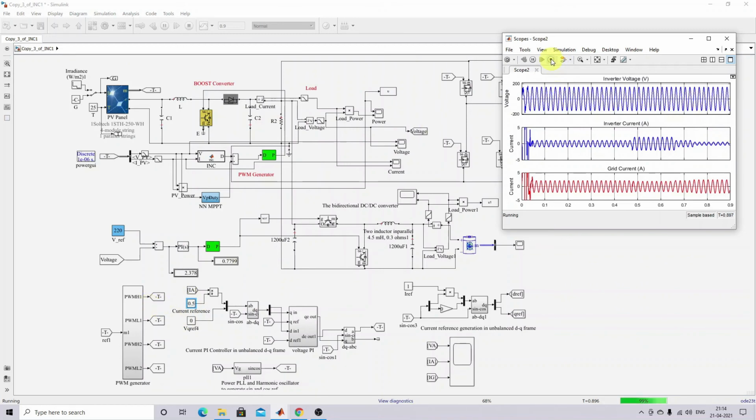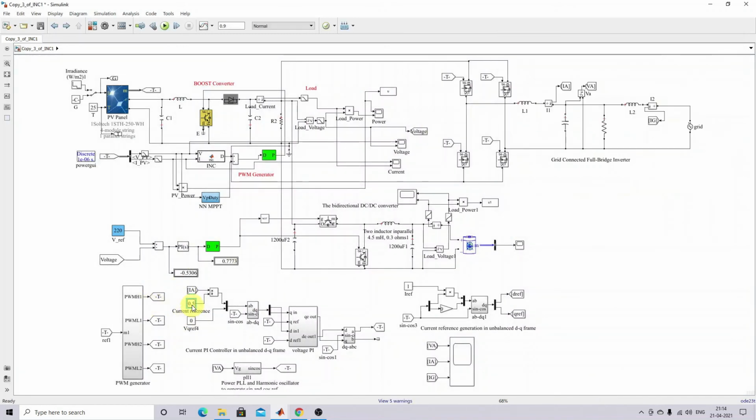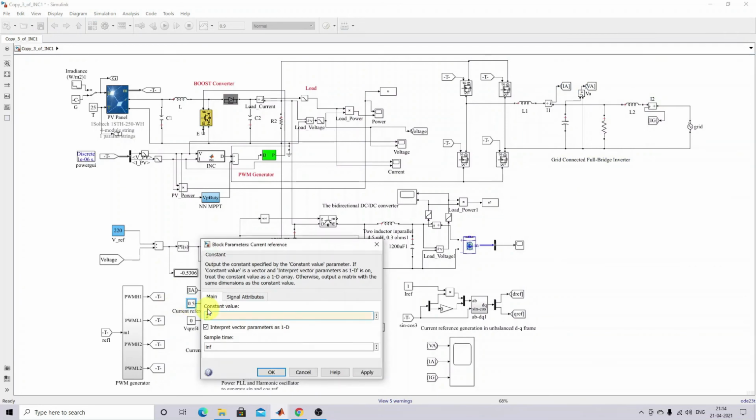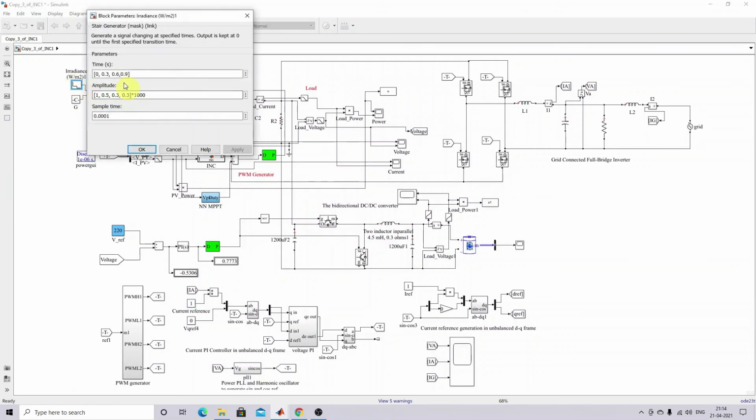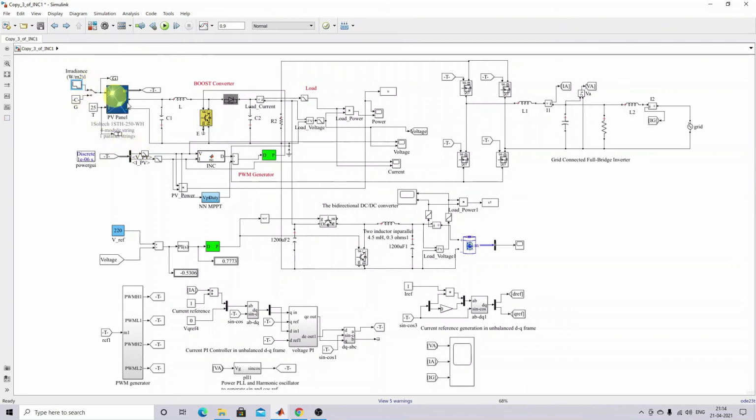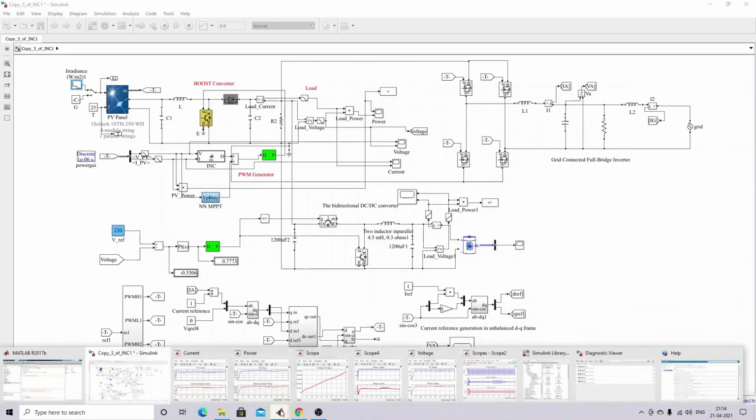Next, the next condition I'm going to consider: I'm going to make the current reference equal to 1, and then I'm going to make the irradiation variable. That means every 0.3 second the irradiation will change from 1000 to 500 to 300. So if the irradiation condition changes, what will happen to the power transfer to the grid and the charging of the battery? We'll check that.